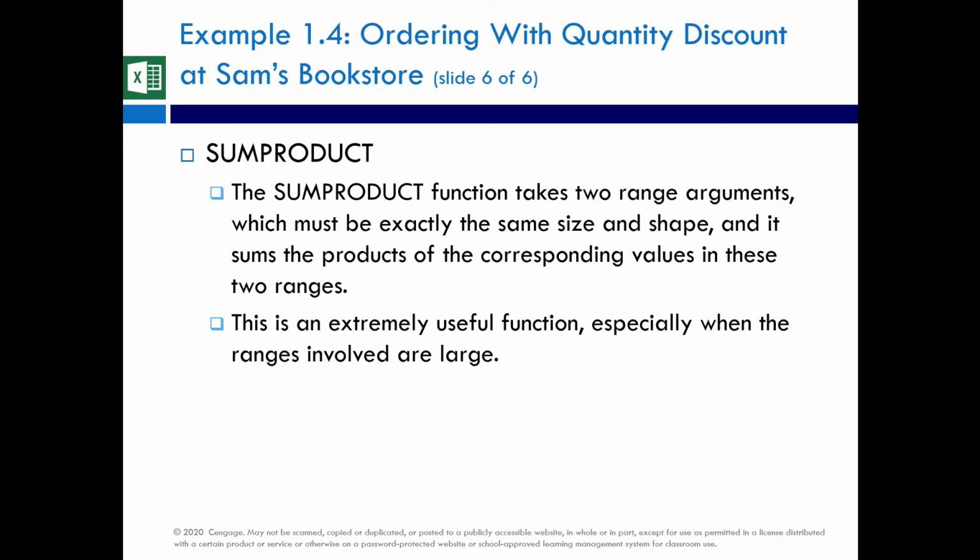The SUMPRODUCT function takes two range arguments, which must be exactly the same size and shape, and it sums the products of the corresponding values in these two ranges. This is an extremely useful function, especially when the ranges are large.